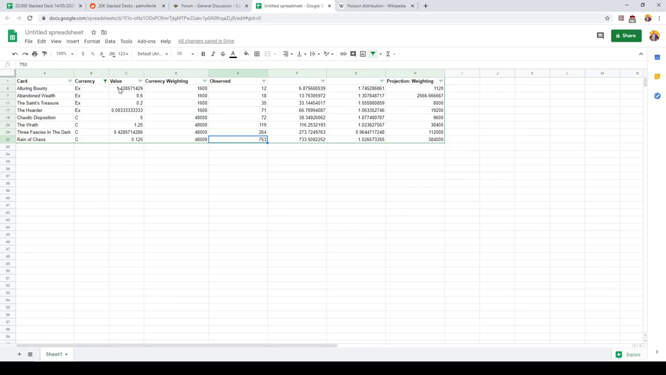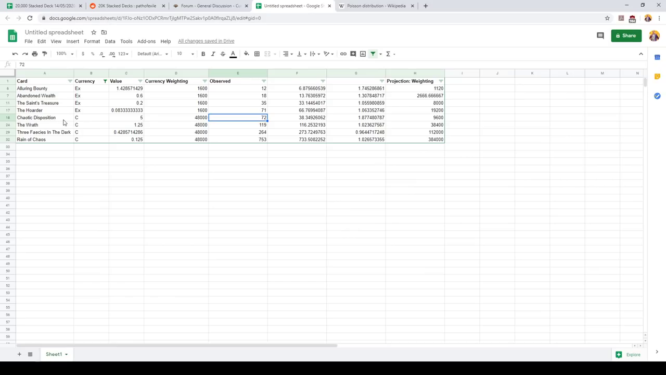So, what I've done is I've gone under the assumption that a divination card gives 5 Chaos Orbs on average. Chaotic Disposition is a set of 1, and it grants you 5 Chaos Orbs when you turn it in. The Wrath is a set of 8 that gives you 10 Chaos Orbs. That means you can think of each copy of the Wrath as being 1 and 1 quarter Chaos Orbs. Three Faces in the Dark is 3 sevenths of a Chaos Orb, and Reign of Chaos is 1/8 of a Chaos Orb. So, you'll notice that these divination cards get noticeably more common.